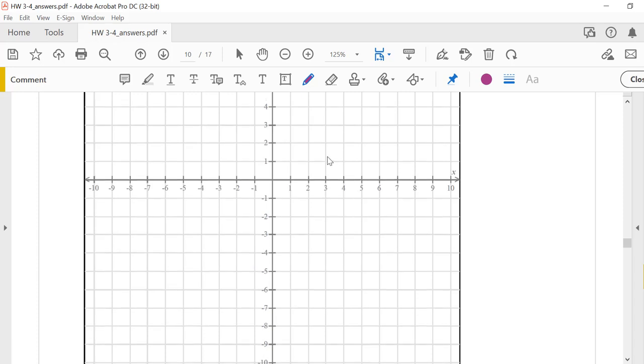So here we go. There's my y-intercept, 0, 0. My slope is 2 over 1, so I'm going to go up 2, right 1, up 2, right 1. So there are 2 more points.